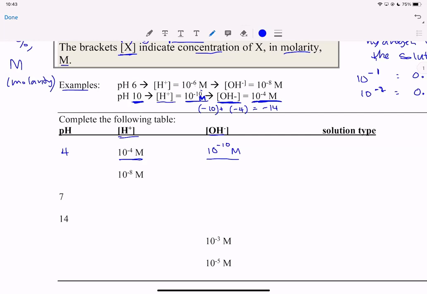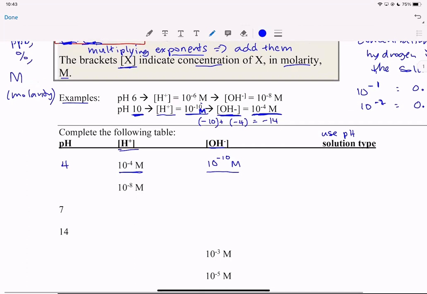To figure out the solution type, you use the pH. And so remember, pH values less than 7 are acidic solutions. So that's what 4 is. That's less than 7. Compared to exactly equal to 7 is neutral, or greater than 7 is basic. Okay, so let's look at this next one.